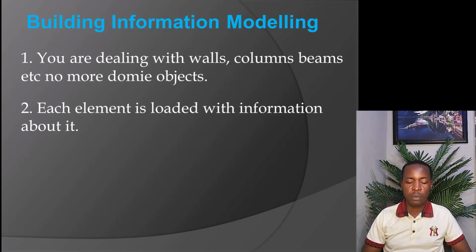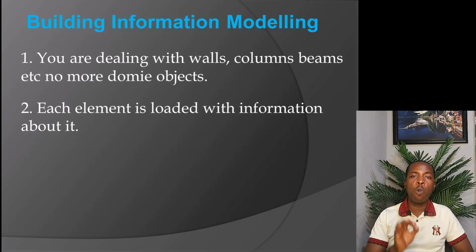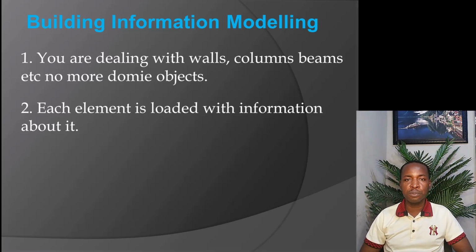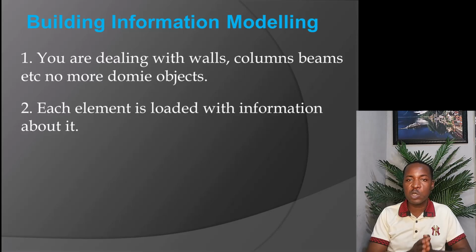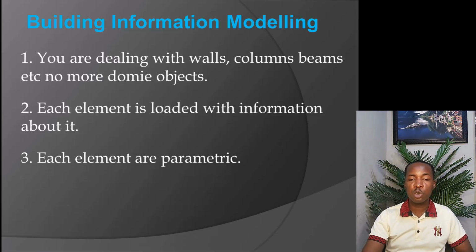For example, if you create a wall, that wall has its defined thickness. The thickness is defined, the height is defined. If you have a column, the height of the column is defined. The width, the radius or the diameter are all defined, and even the name is defined. Most of the time the cost is also defined. So it carries information along with it, so that it becomes easy to work with.